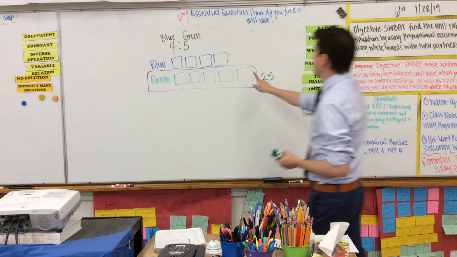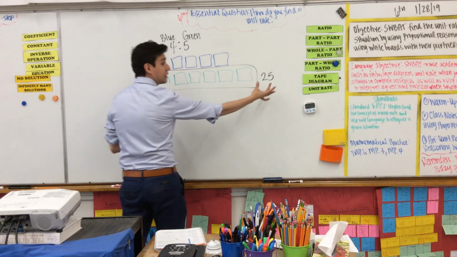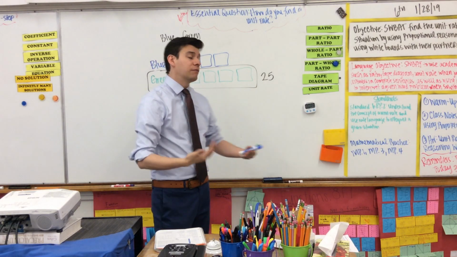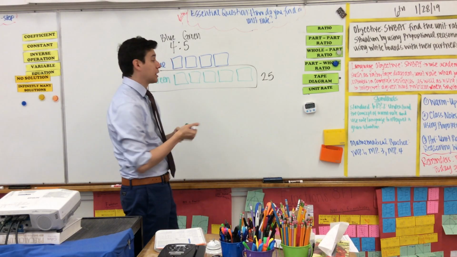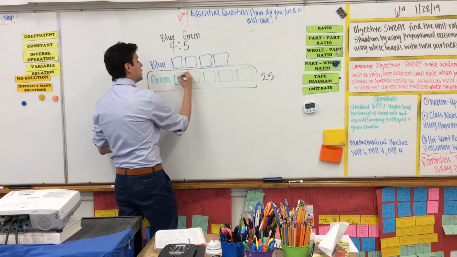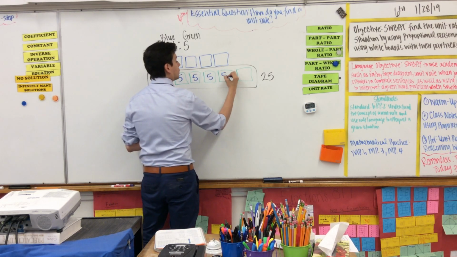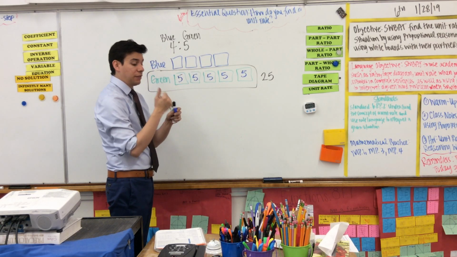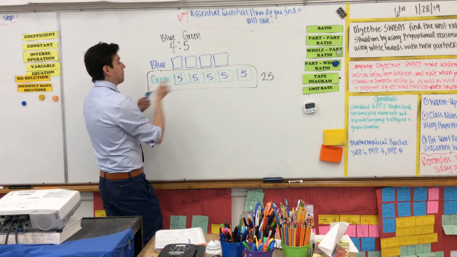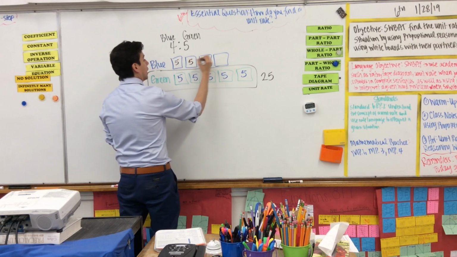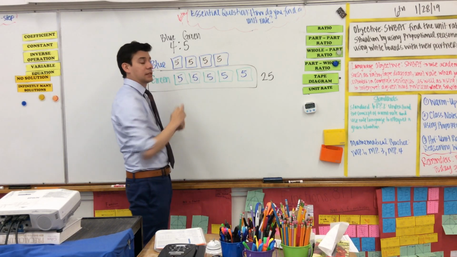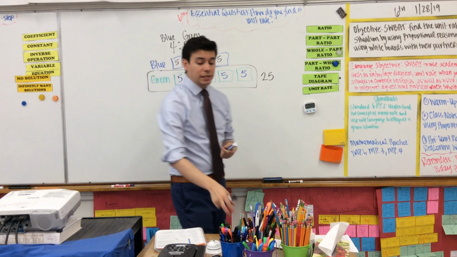I have 5 boxes here, so I have to divide this 25 among these 5 boxes. If I divide 25 by 5, that's going to be 5. So each one of these boxes is going to be 5. Same thing up here. They have to be equal. So that means this is going to be 5, 5, 5, 5. If one box is 5, everything is 5.